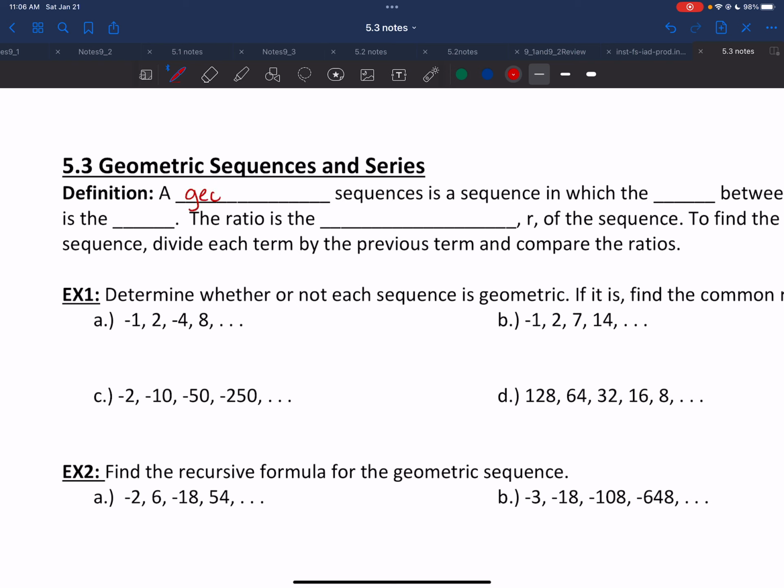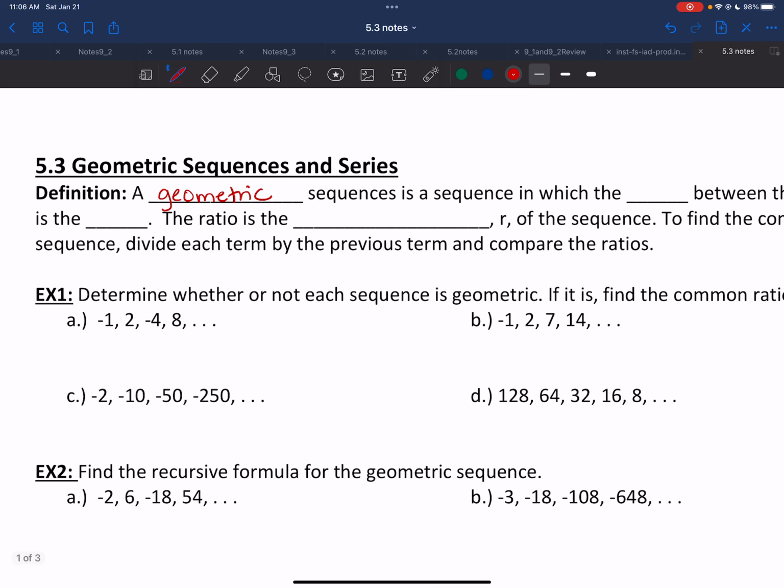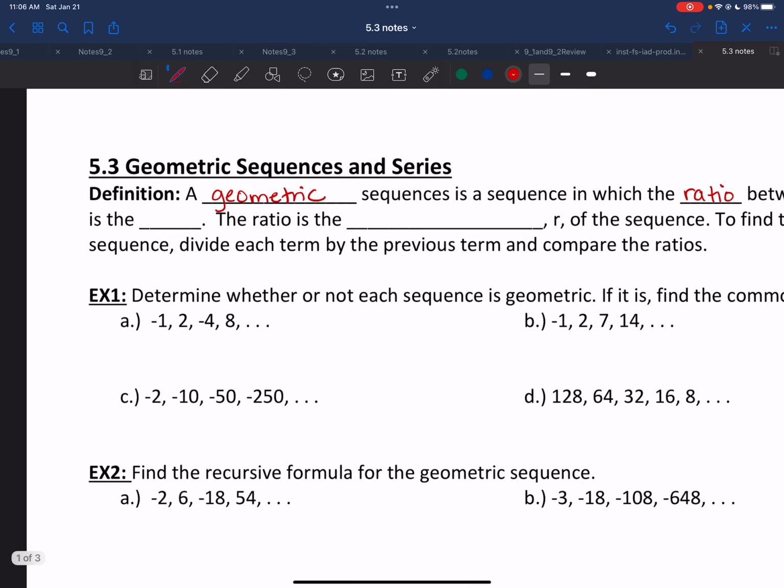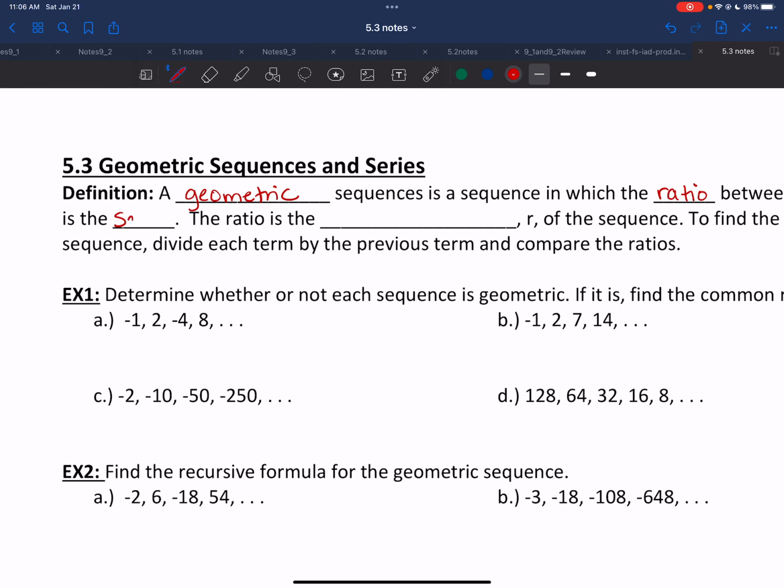A geometric sequence is a sequence in which the ratio between consecutive terms is the same. The ratio is the common ratio, just like we had a common difference in our arithmetic. And we use the term r to signify our common ratio.